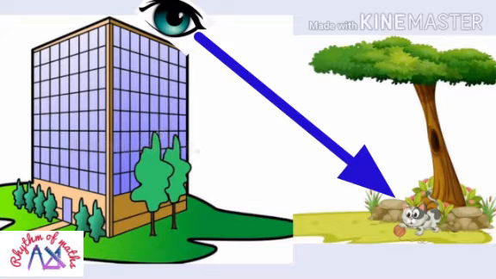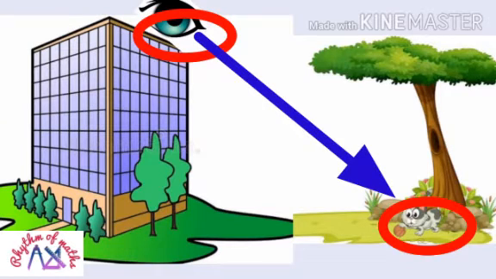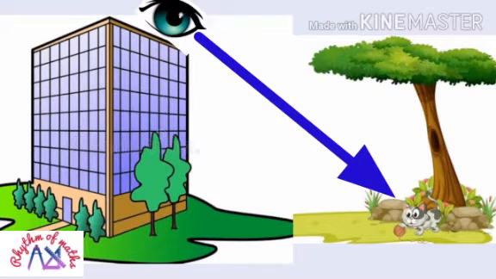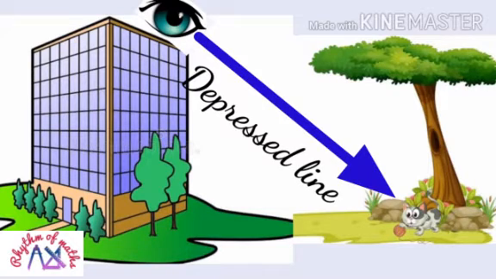Now in this case also a line is formed between our eye and that cat. We are looking at the cat. That means a line is formed between our eye and that cat. That line is known as the depressed line.